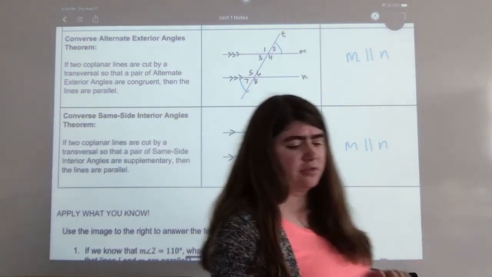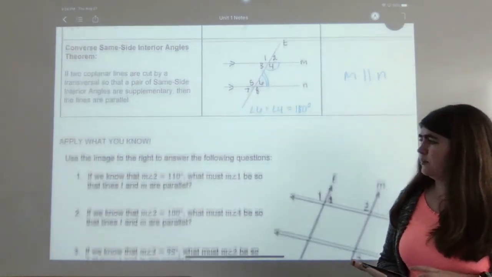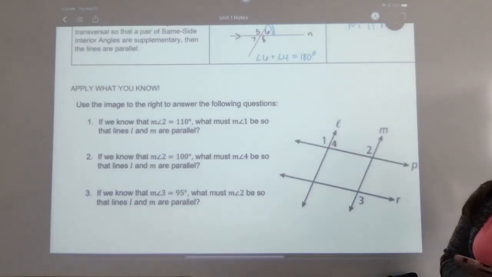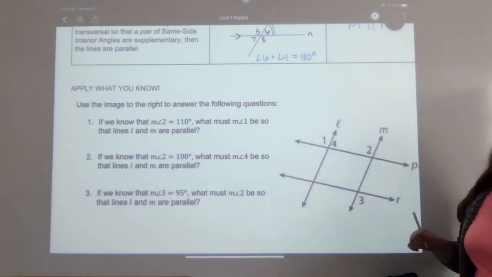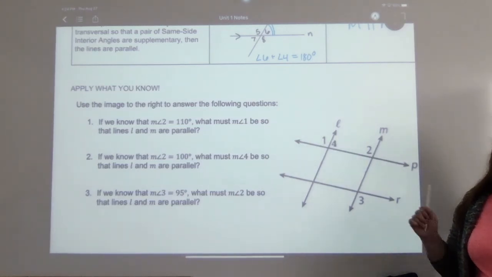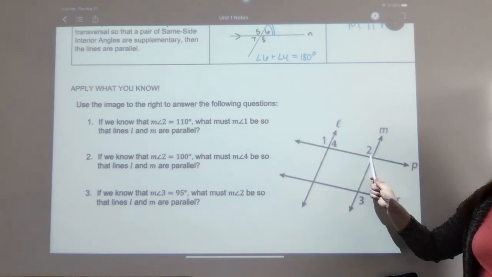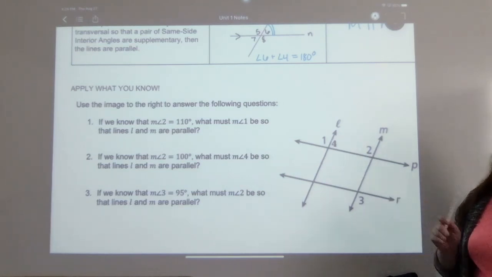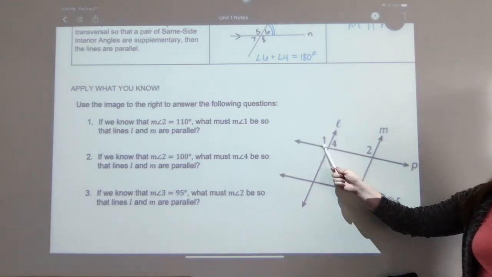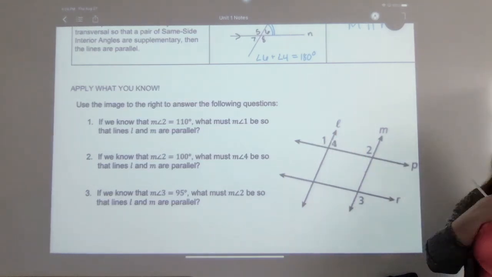All right, so let's go ahead and look at an example here. We're going to use this image to the right here to answer some questions. It says, use the image to the right to answer the following questions. Number 1, if we know that the measure of angle 2 is equal to 110 degrees, what must the measure of angle 1 be so that the lines L and M are parallel?